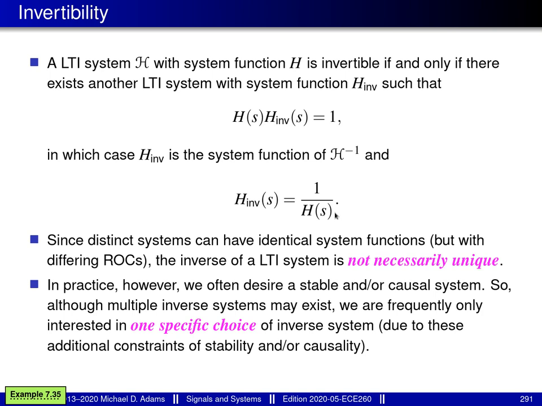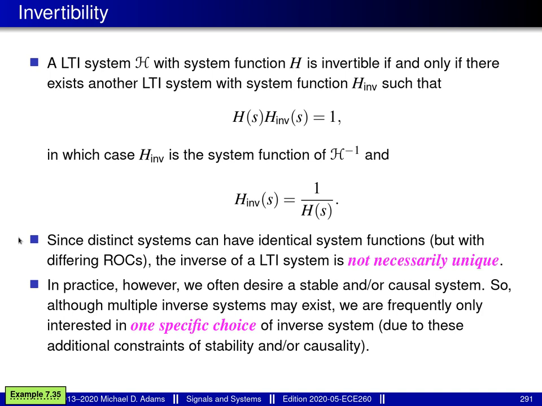Note that in the case that the inverse system does not exist, the region of convergence of big H inverse would be the empty set. In other words, big H inverse would fail to converge everywhere. For example, suppose that big H is a constant function equal to 0. Then big H inverse, which is given by 1 divided by 0, fails to converge everywhere, meaning that the system function big H considered in this example would correspond to a system that's not invertible.